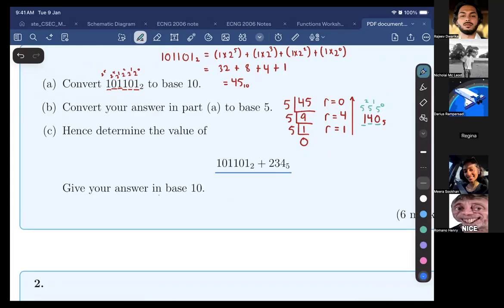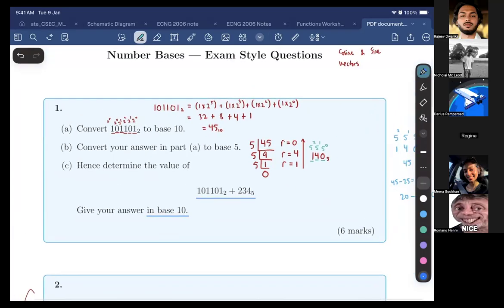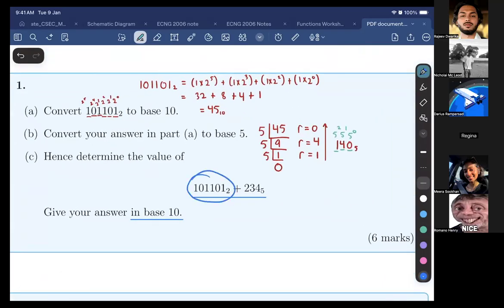Base 2 and base 5. Base 10. In base 10. What is 1 0 1 1 0 1 base 2 in base 10? What is that? 45 base 10.